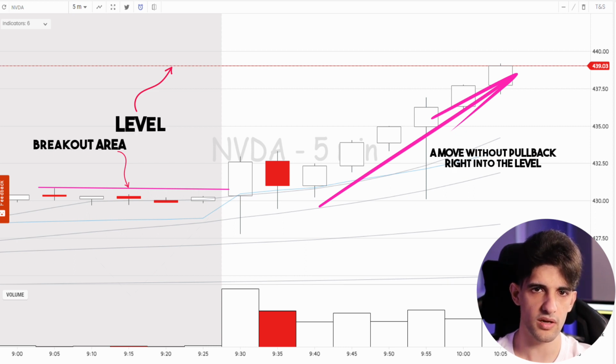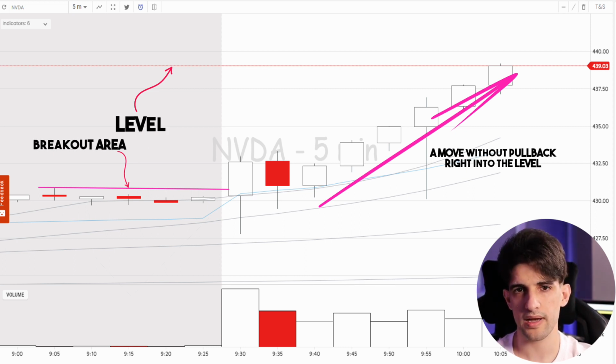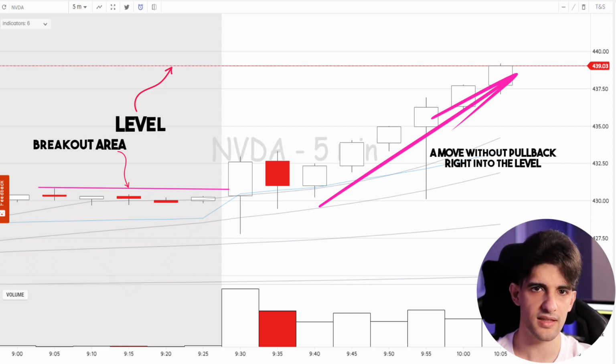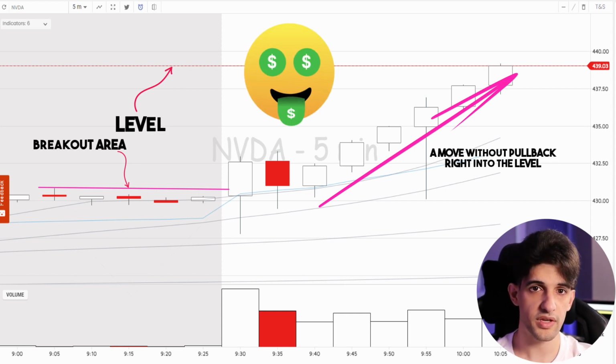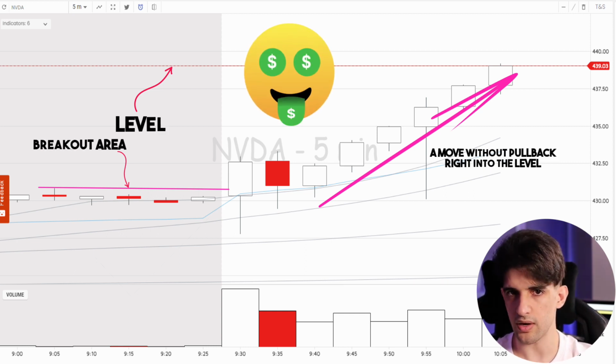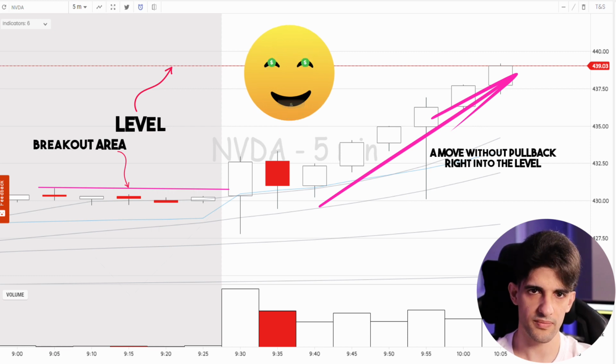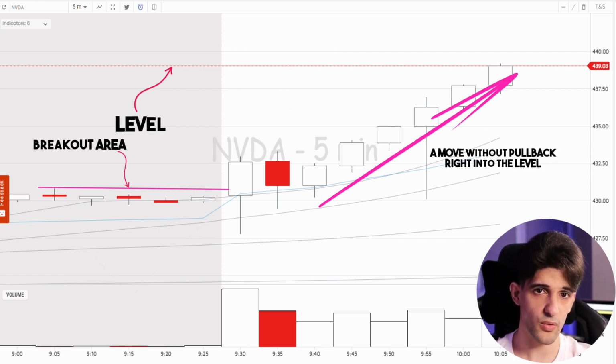That's an $8 move without any single pullback on a stock that has a $10 average true range, which means that Nvidia on average runs around $10 intraday, and today it made $8 without any single pullback into a level. This kind of gives me the feel that if I was in it and I played the breakout or trend continuation setup, I'd be selling, I'd be taking some partial.